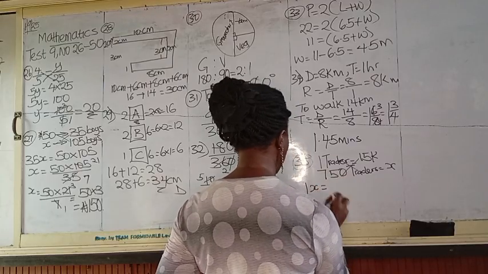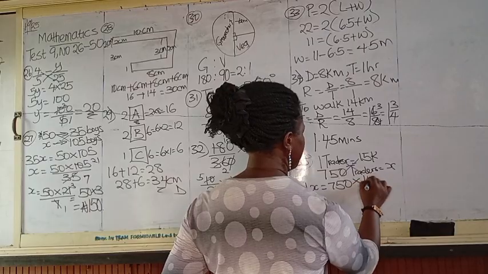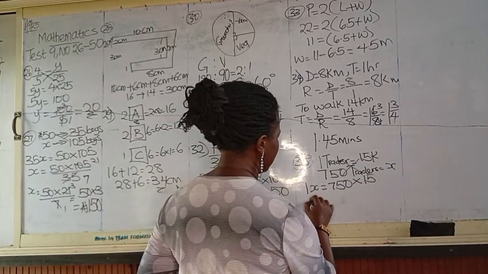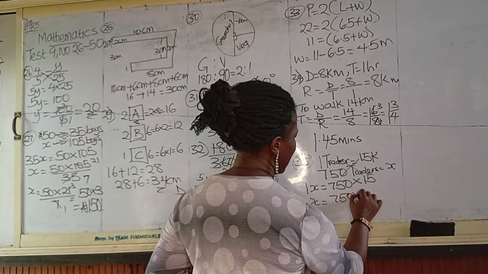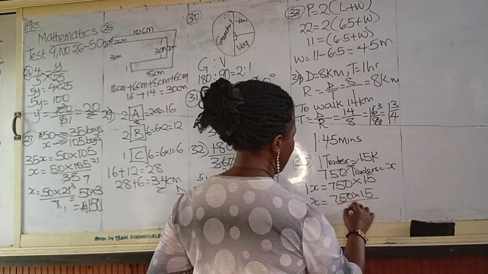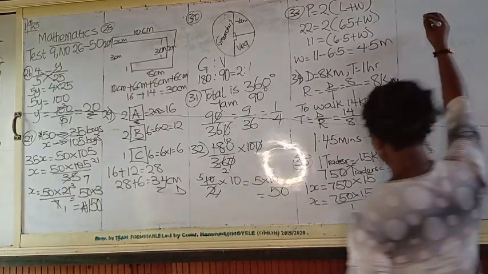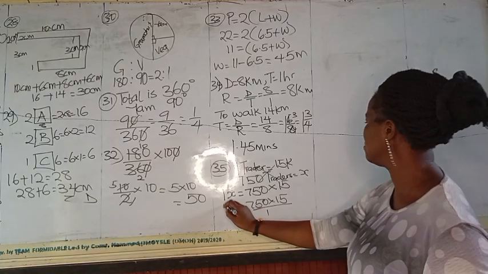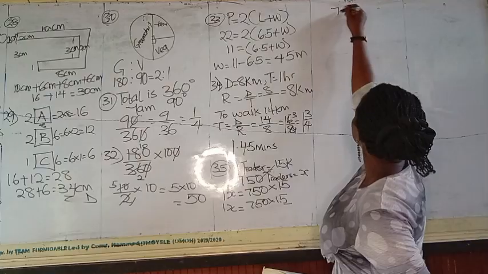One trader is going to be what? 750 times 15 kobo. To remove the s, that will be 750 times 15 divided by 1, which is so insignificant. So let's take 750 times 15.